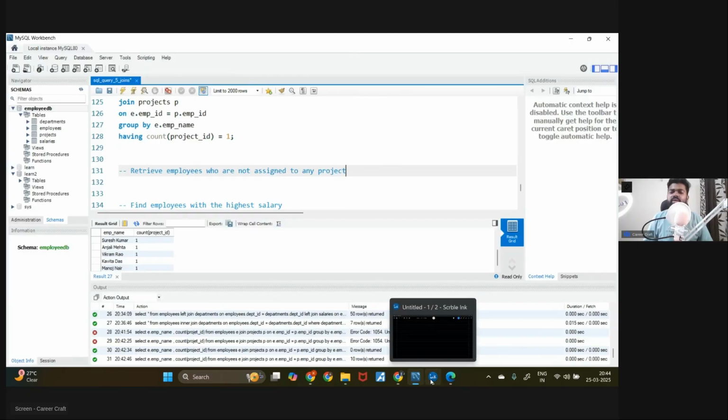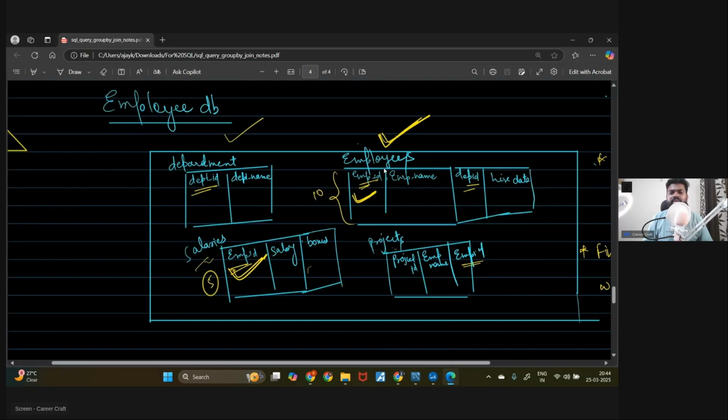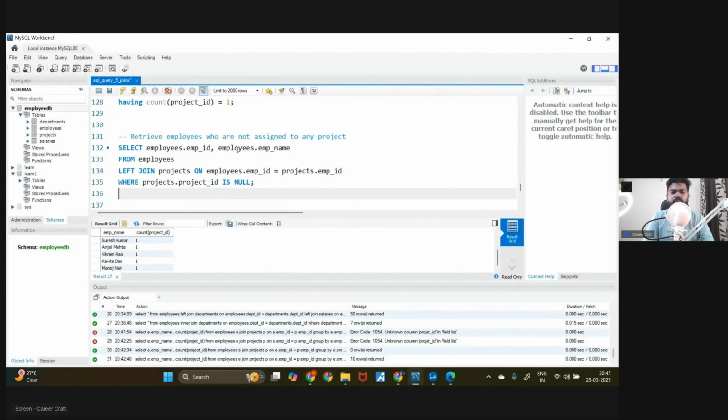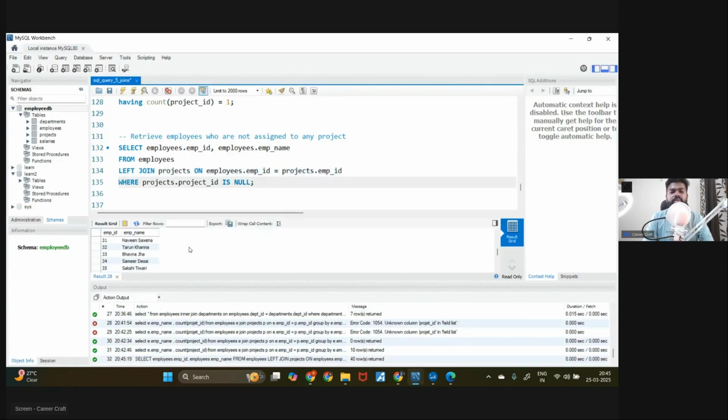I can solve it with a very simple join. See, you want to get all the employees who don't have any assigned project. Just do one join. This is your employee, this is your project. Wherever project ID is null, that is the thing. Simple. Why make it complex unnecessarily? So here you can just write select employees dot employee id, employees dot employee name from employees left join projects on employee id, you have just joined it. Wherever it is null, you don't want that. Something like this.